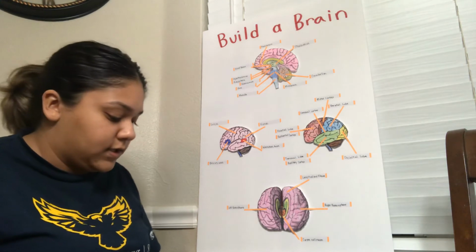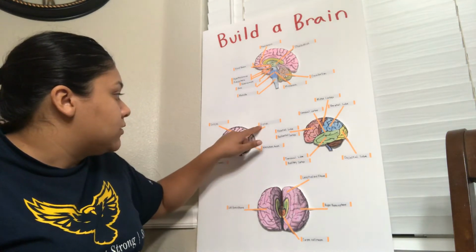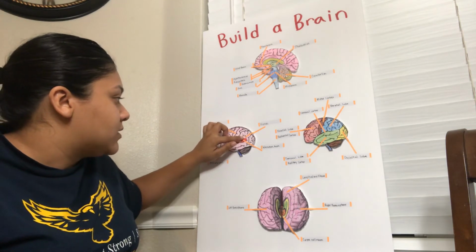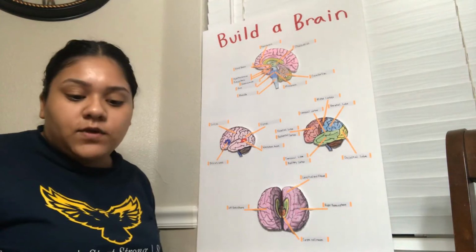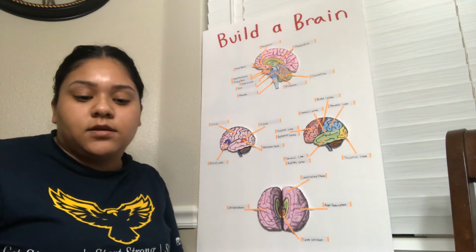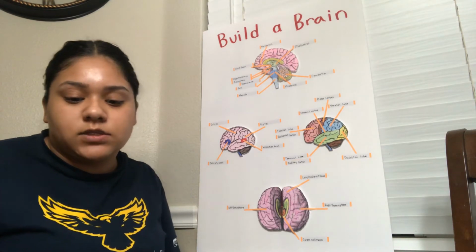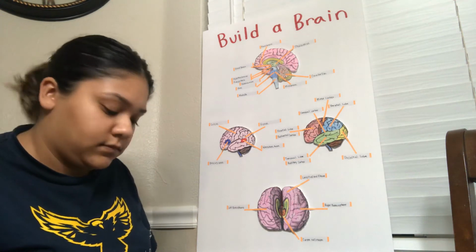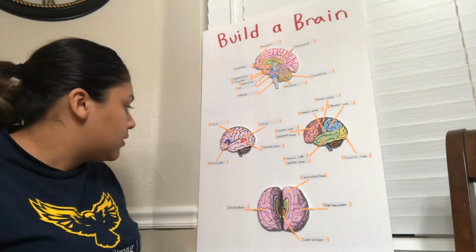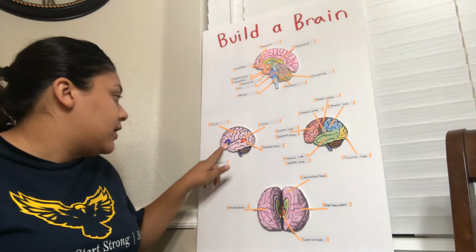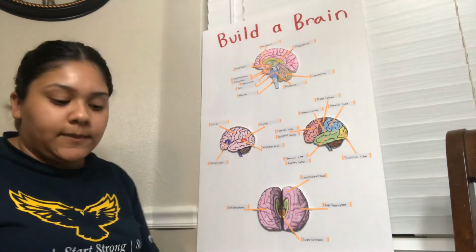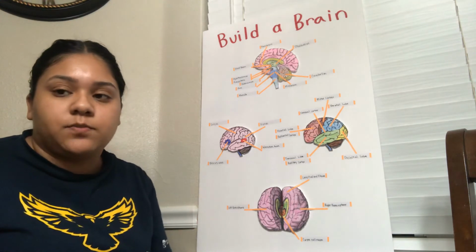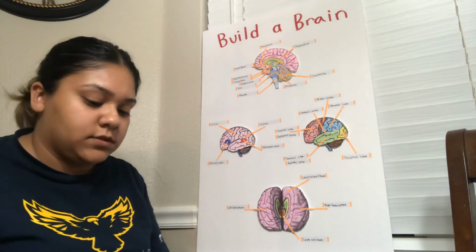Next one, we have the gyrus, and the gyrus is like these parts right here. The gyrus's function is to increase the surface area of the brain. The next one is the Broca's area, which is this blue part right here, and its function is to organize language and speech production.